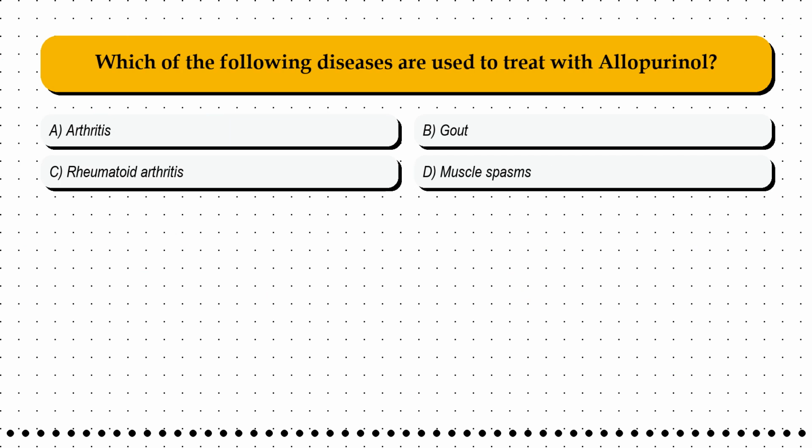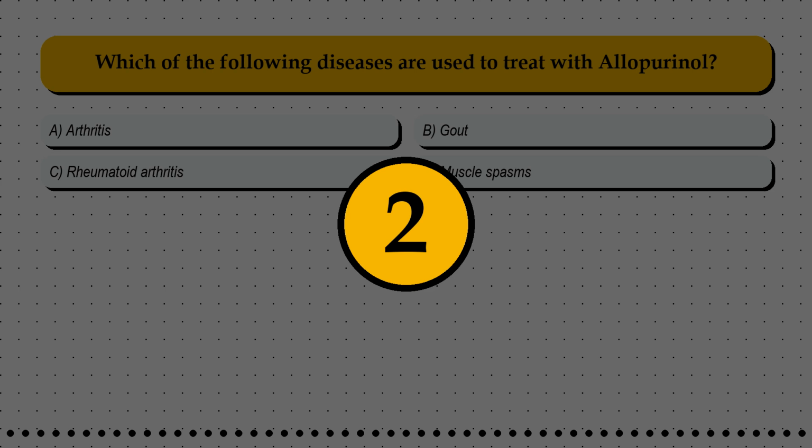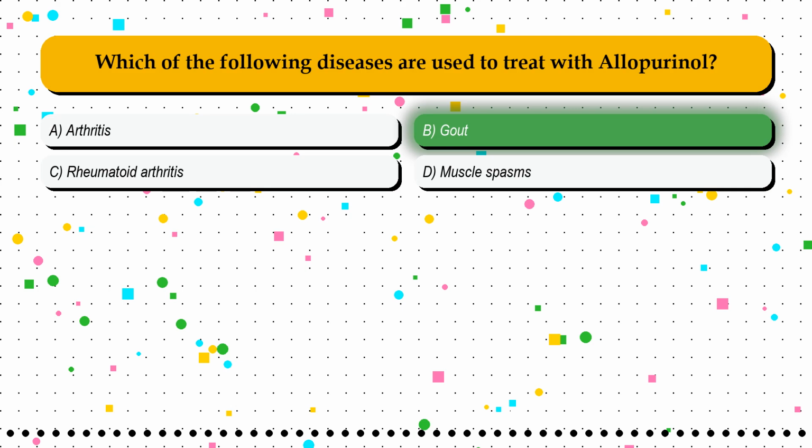Question 155. Which of the following diseases is allopurinol used to treat? Option A. Arthritis. Option B. Gout. Option C. Rheumatoid arthritis. Option D. Muscle spasms. The correct answer is option B.